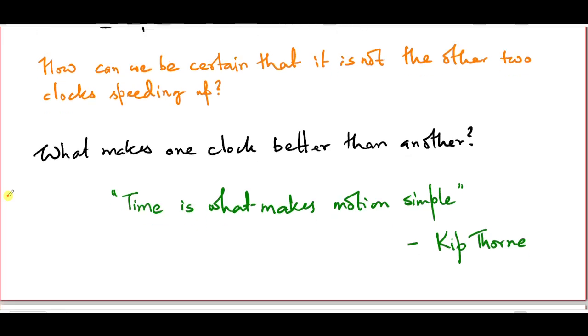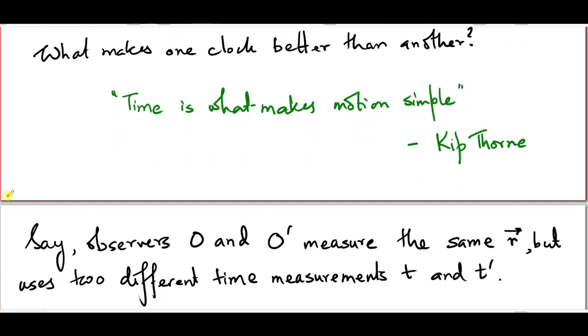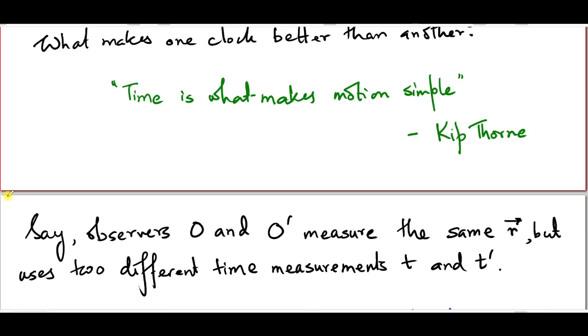Let's say O and O prime are 2 observers who share the same origin, so they measure the same position vector r for a given particle, but they use 2 different time measurements, t and t prime. Now, t and t prime should both have this monotonicity feature, that is, things should occur only forward in time and not backward in time. So t prime could be some arbitrary complicated function of t, but it has to be a monotone function. As time elapses, so to speak, the variable t should increase, so should t prime.